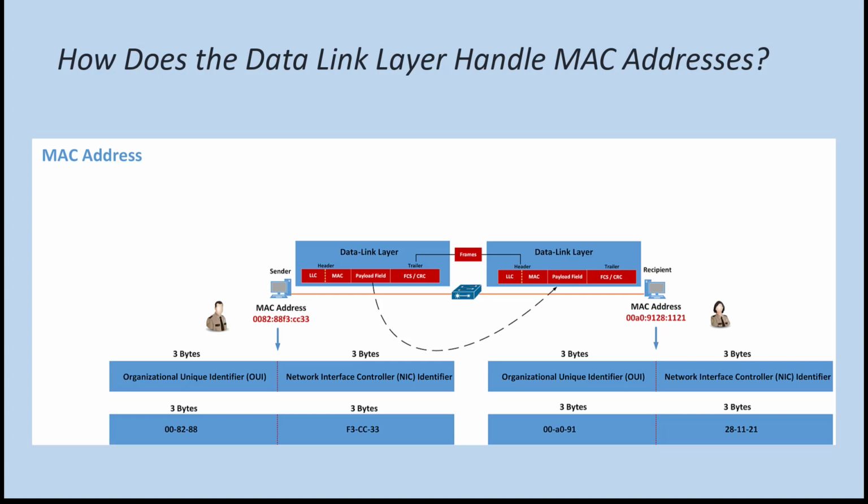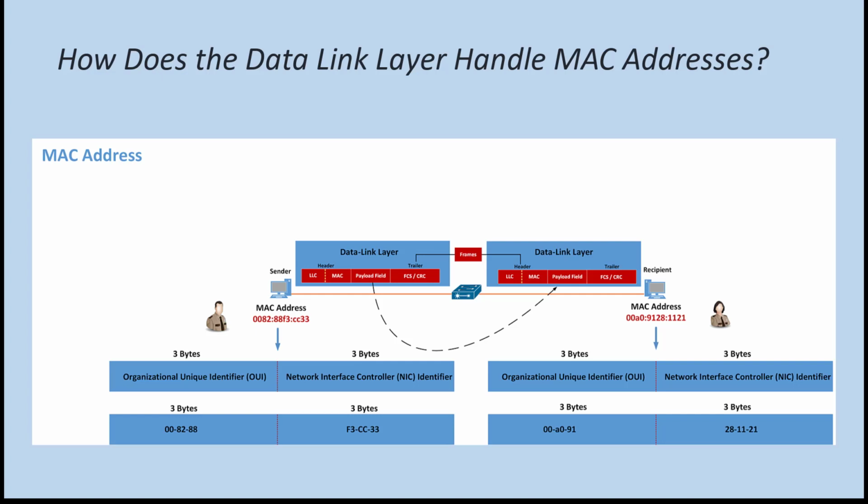Imagine the data link layer as a traffic cop in the digital city. It hands out MAC addresses to network cards, making sure each device is known for where it's sending and getting information. It's like giving every device a backstage pass to the digital show.